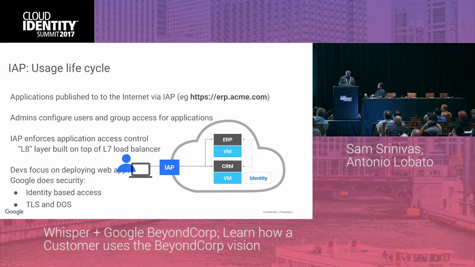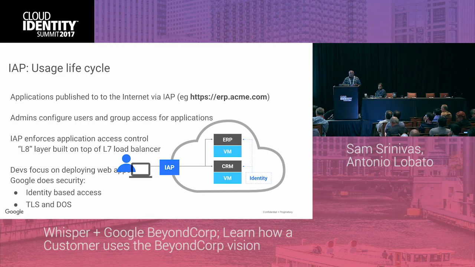And so in this world, basically, the dev focuses on developing web apps, and the DevOps configuration, Google does the security. So you basically do the notions of who can access what as just a configuration on the front-end proxy. And of course, TLS, DoS, all of that is just taken care of by the system. That's all just plumbing from the perspective of this. So we offload all of that from the developer's perspective.